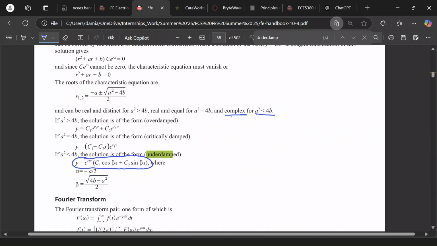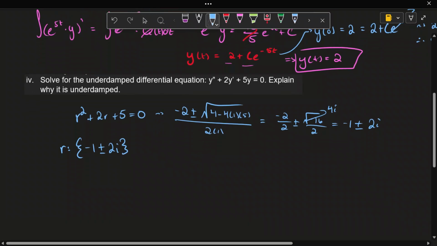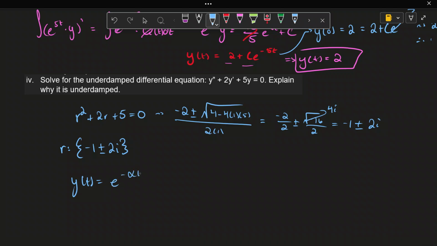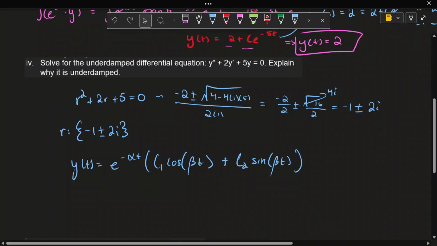Okay, so what do we notice here? What does it mean to be underdamped? I'm going to erase some of this stuff. It means that we have complex solutions, a squared is less than 4b. We have complex solutions, meaning it's underdamped. So what we have is a general solution of this form. I'll write that down over here. y of t is equal to e to the minus alpha t, c1 cosine beta t plus c2 sine beta t.